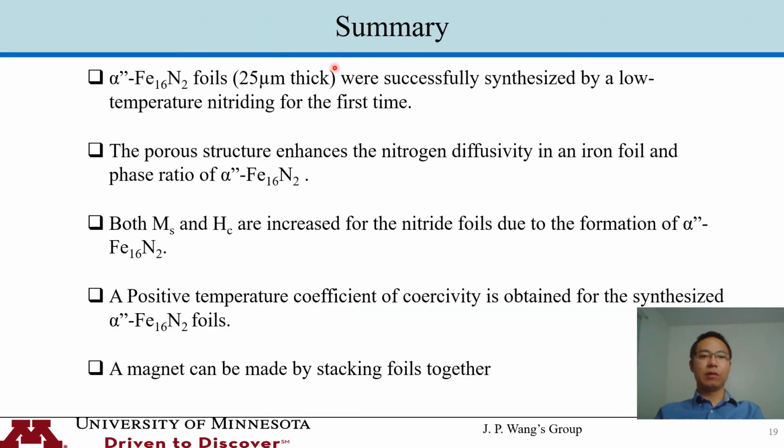Here's a summary of my presentation. Alpha double prime Fe16N2 foils were successfully synthesized by low temperature nitriding for the first time. The pore structure created by the combined oxidation and reduction process enhances the nitrogen diffusivity in an iron foil and can enhance the phase volume ratio of alpha double prime Fe16N2 in the nitrided foils. Both saturation magnetization and coercivity are increased for the nitrided foils due to the formation of the alpha double prime Fe16N2 phase. A positive temperature coefficient of coercivity is obtained for the synthesized nitrided foils, which is good for applications at various temperatures. A magnet can also be made by stacking the nitrided foils together.